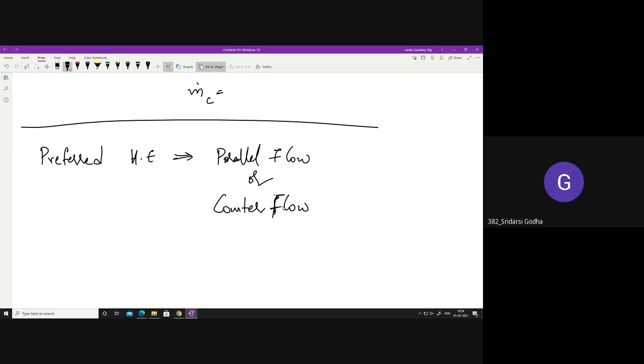More area and contact. You can look at the area values here, area for the parallel and area for the counter. In the question, parallel flow came to approximately 140 square meters. Counter flow we found 112.18. So look at the areas. In counter flow, for less area, it is creating the same effect. Same heat transfer is happening in counter flow with less area.